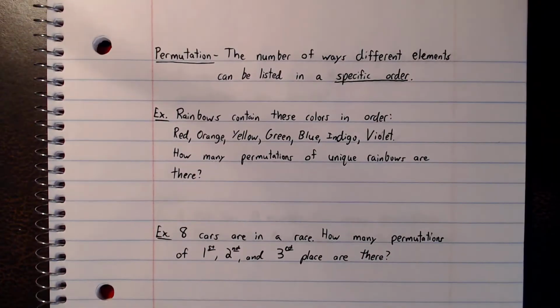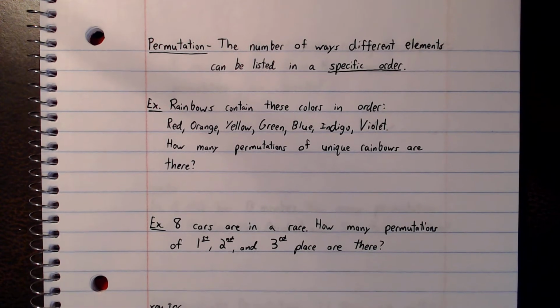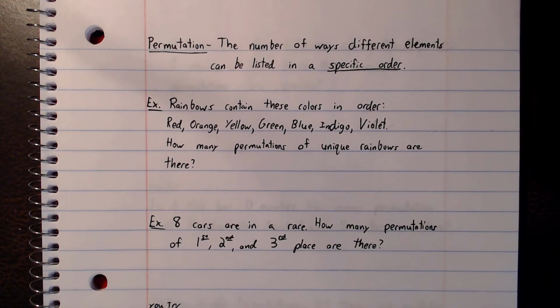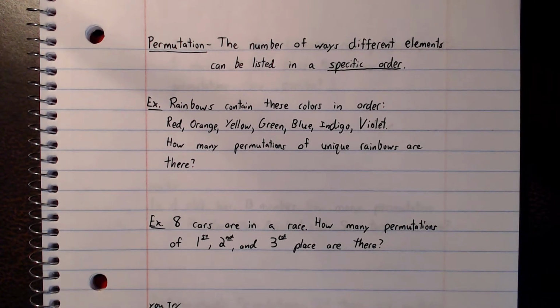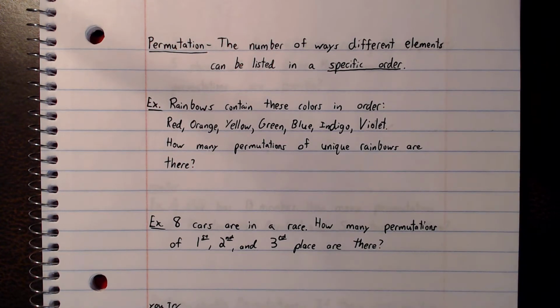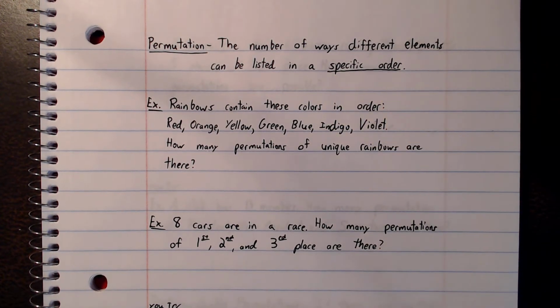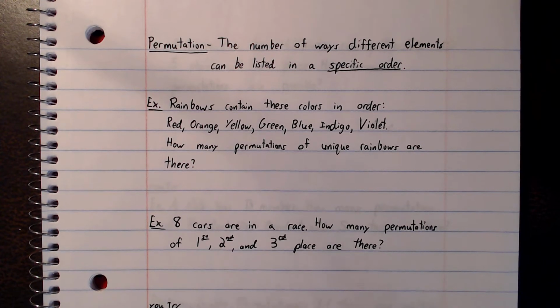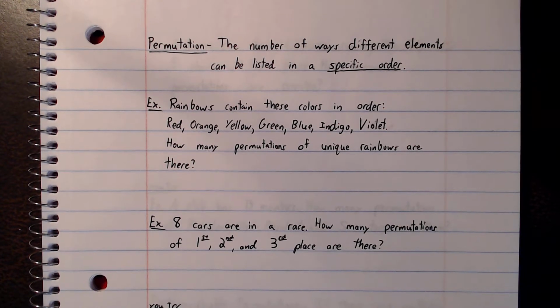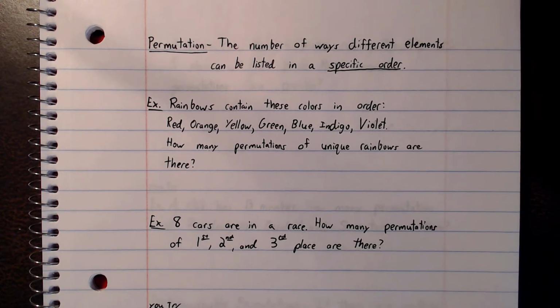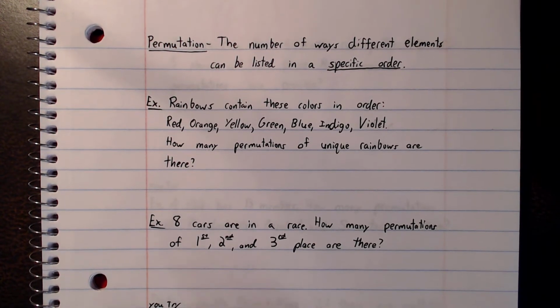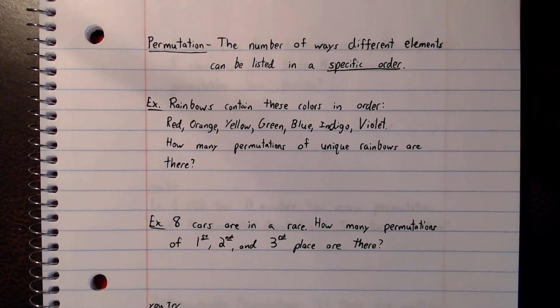to something called a permutation. A permutation is the number of different ways elements can be listed in a specific order. Okay, this is important for permutations. Permutations, order matters. We're talking about things like racing, right? First place matters compared to third place. You get a nicer, shinier trophy for first place than you do for third. So order matters.